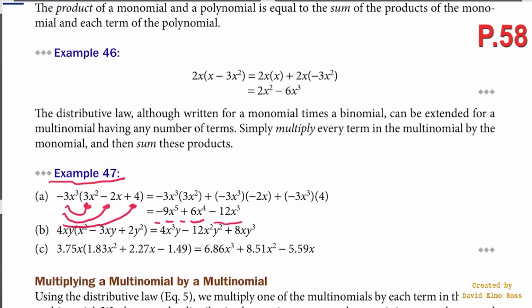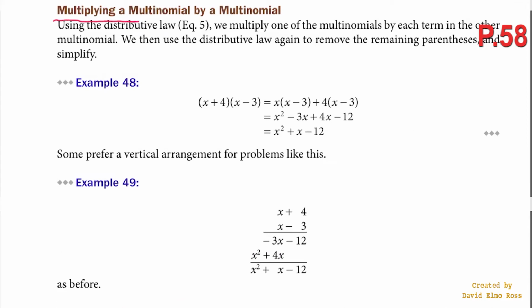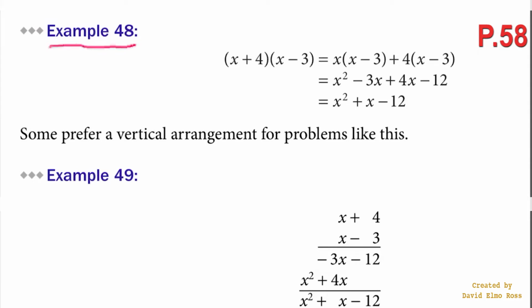And that is our answer. Let's look at multiplying a multinomial by a multinomial. Let's look at example 48. So you have x plus 4 times x minus 3. That means we multiply this by this to get x times x minus 3.